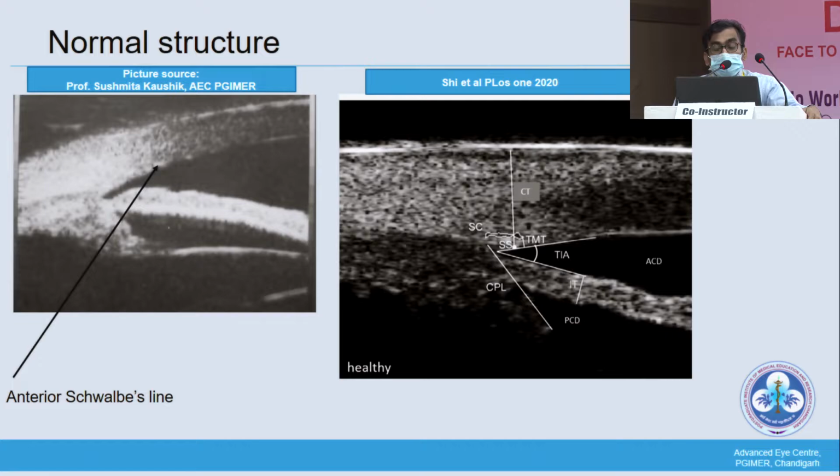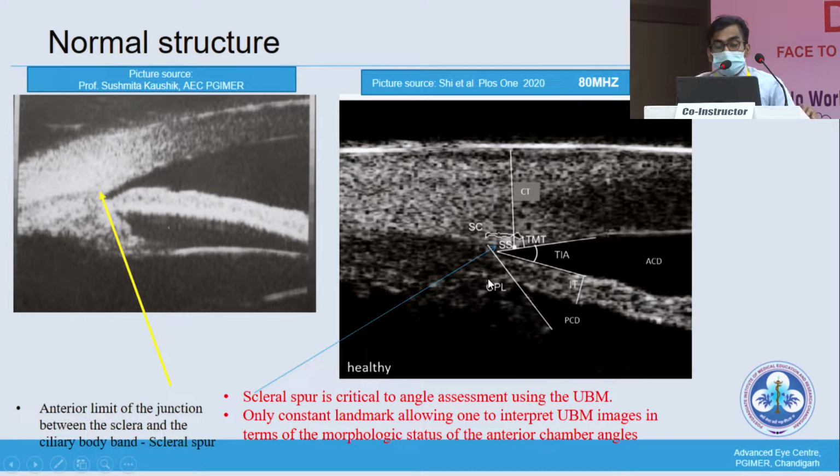In the anterior segment, first is the Schwalbe's line, the junction of translucent cornea and opaque sclera. The second picture I took from this article, Shi et al., published in PLOS ONE 2020. They had used an 80 megahertz probe, so they could identify even Schlemm's canal in a better way, and they could identify the thickness of the trabecular meshwork also.